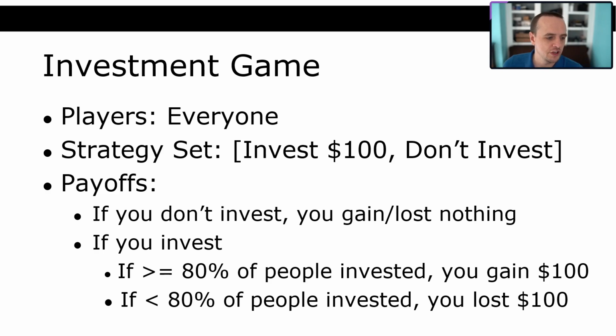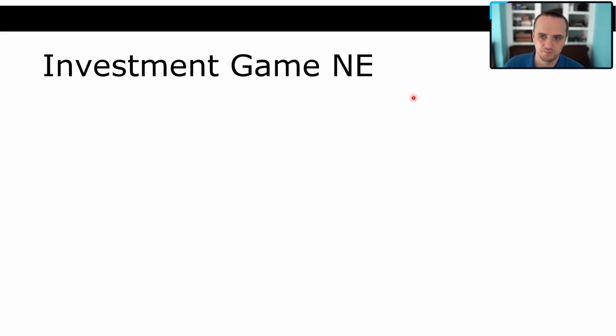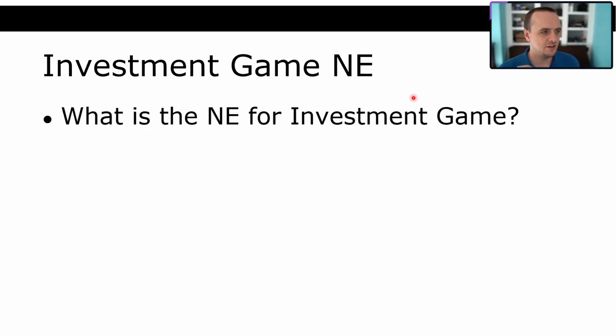So for the investment game, remember, the strategy set was invest or don't invest. If 80% of people invested, you gained $100. If not, then you lost $100. So, tell me out there, what is the Nash equilibria, or possibly what are the Nash equilibria for the investment game? Okay? Now think about this from the point of view of everyone else, like it's a choice for everybody.